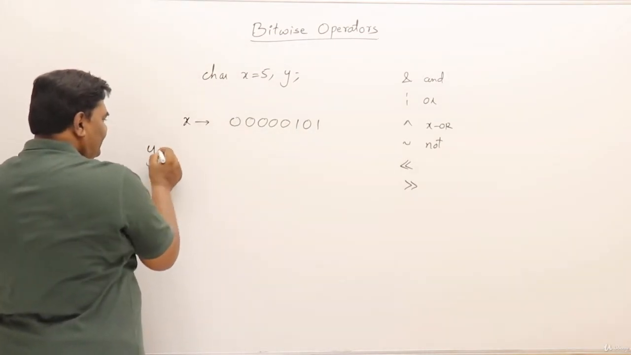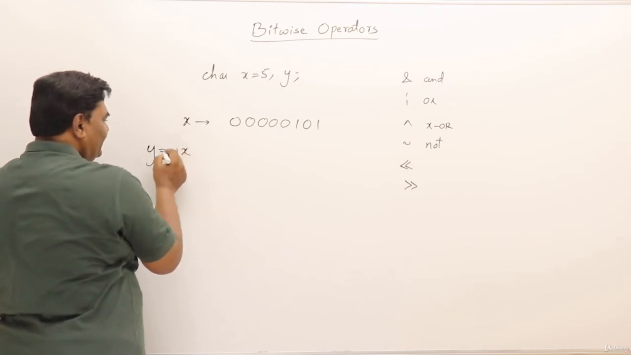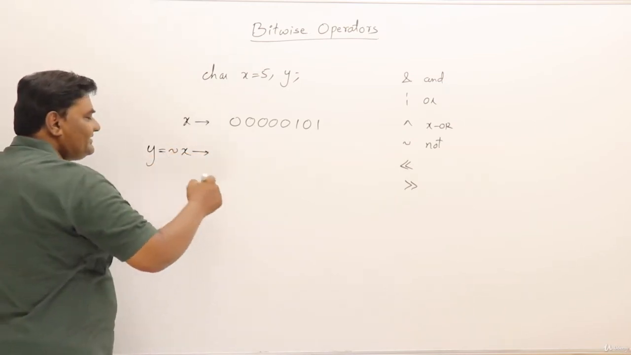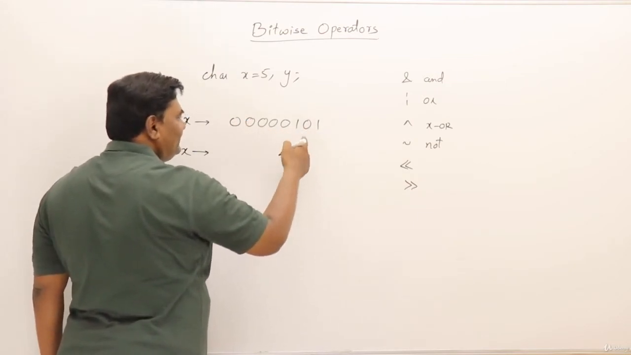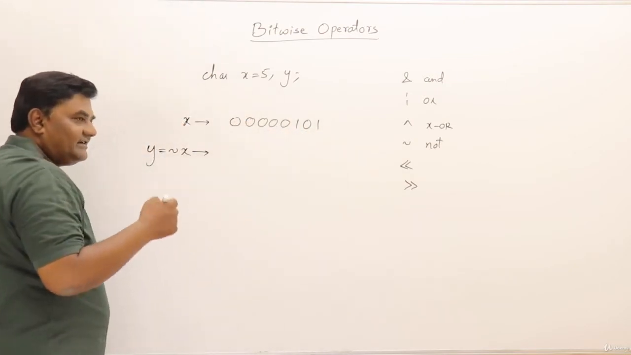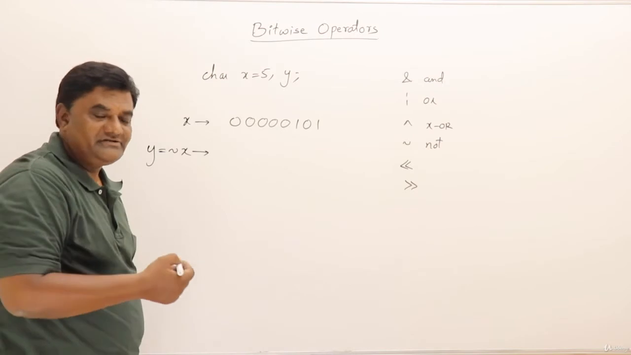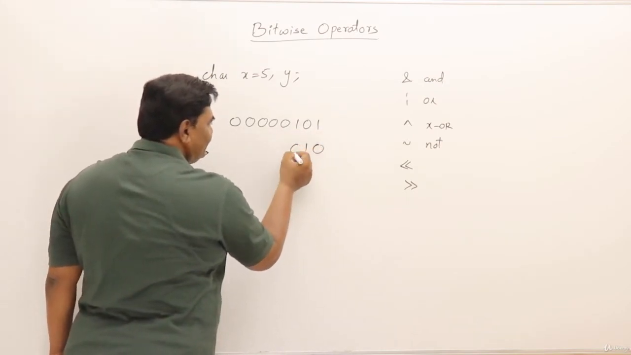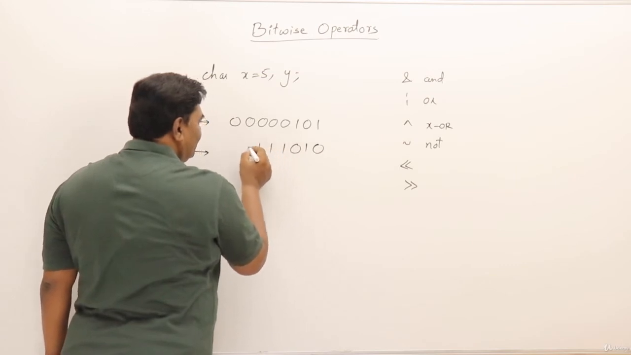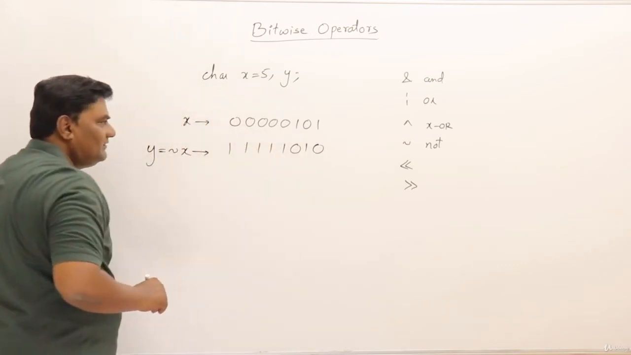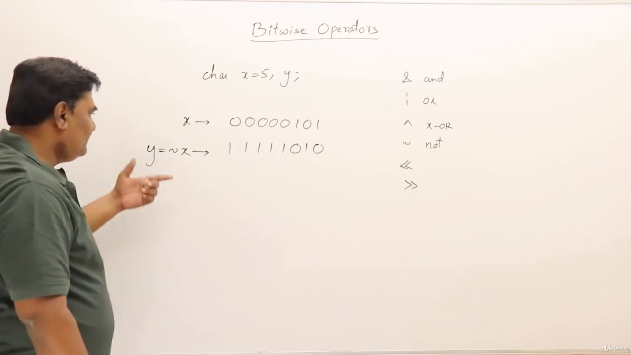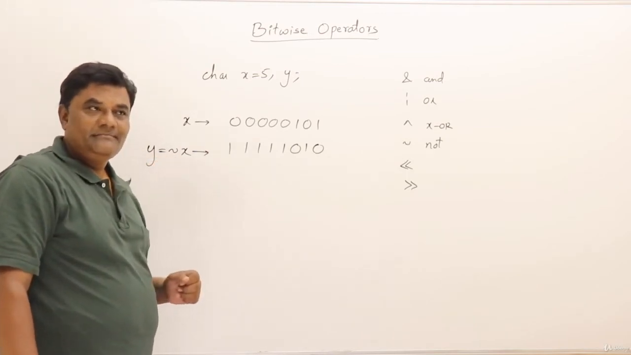Then if I say y assign not of x, let us see what happens. Not means every binary bit will change its state. That is, 0 will become 1, 1 will become 0. So this becomes 0, 1, 0, then all these are ones. So this is the complement or the not of x.